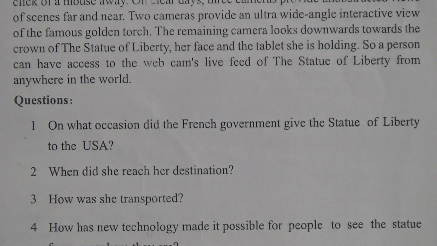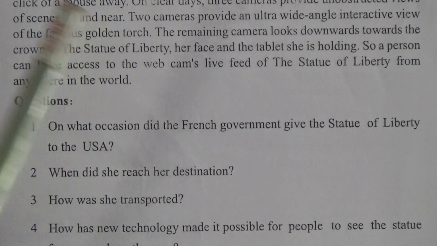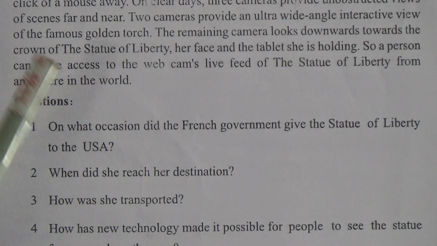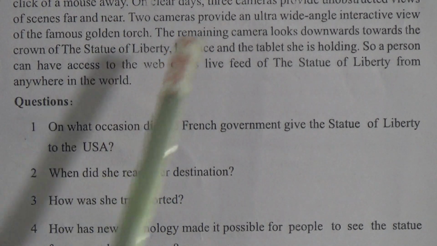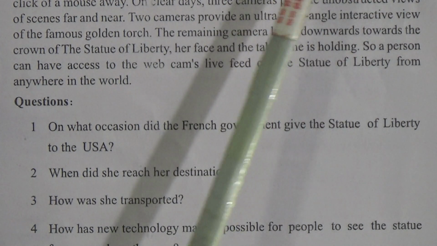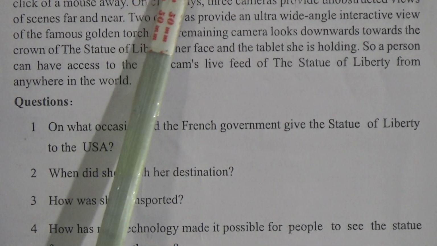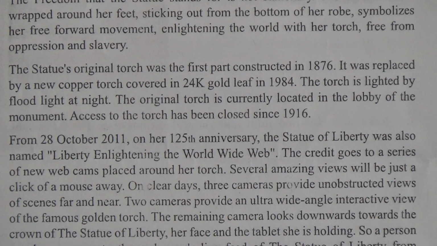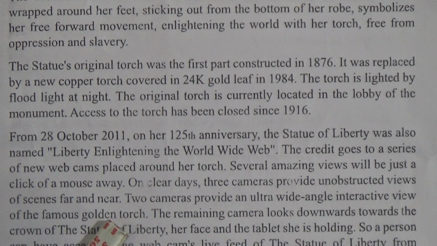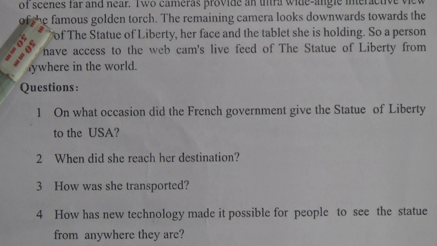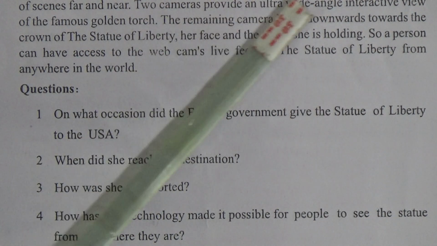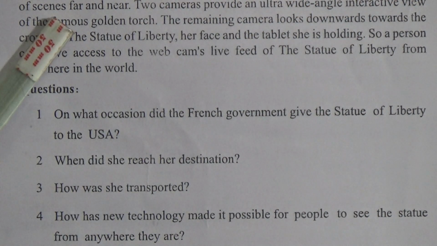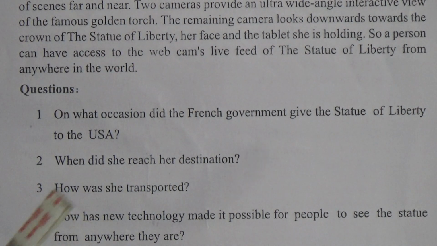Now look, on her 125th anniversary, that means on 28 October 2011, this statue was named Liberty Enlightening the World Wide Web, and there is a reason. They added a series of webcams around the torch, and on clear days, 3 cameras provide unobstructed views of scenes far and near, so you can see the structure of the torch.